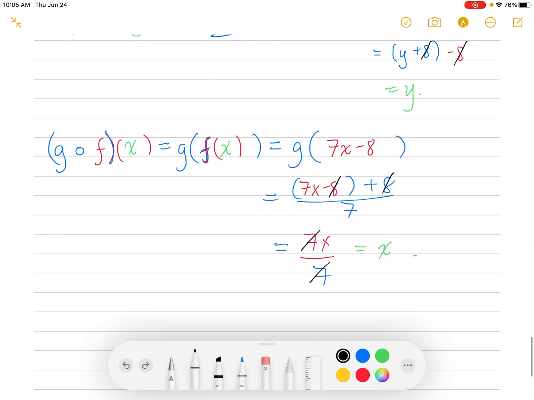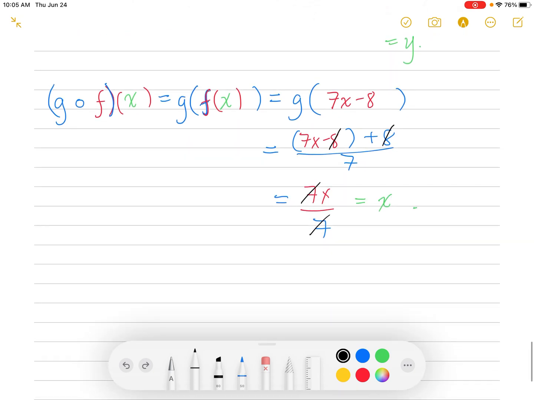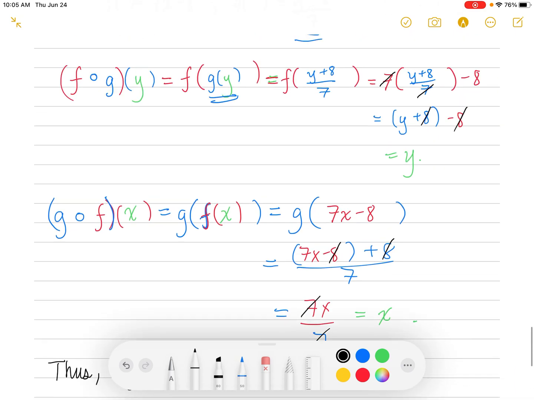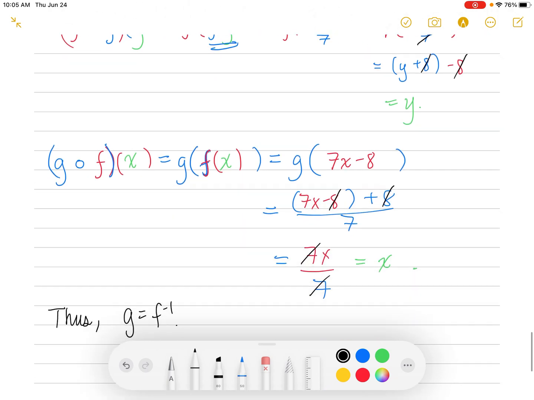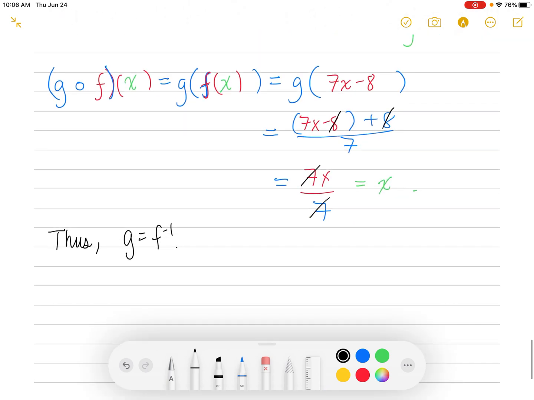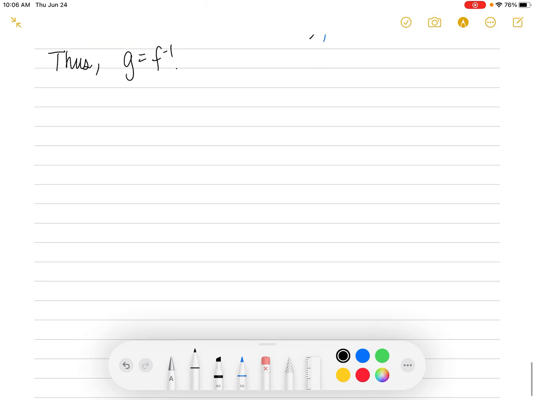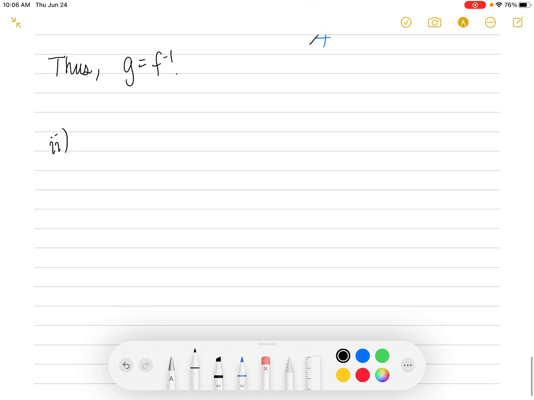So you have to do it both ways when you're verifying that something is an inverse function. You have to do f composed with g of y and g composed with f of x. And you get one is y and one is x. So thus, g is equal to f inverse. The g function is the inverse of f. So we're verifying that g is in fact the inverse of f. So we can call g f inverse.